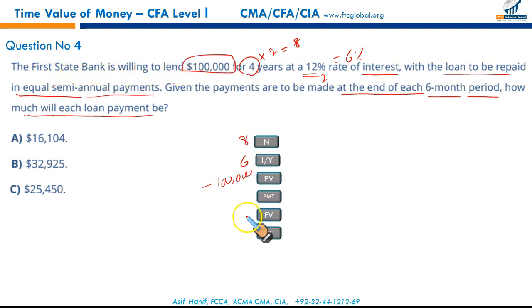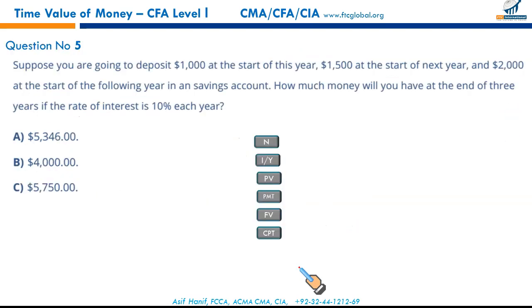How much you will have to pay, future value 0, simply press these numbers into these functions and press CPT payment, you will get your result. Punch it in and your result should be 16,103.59. All right, so done. A is the result. Next.